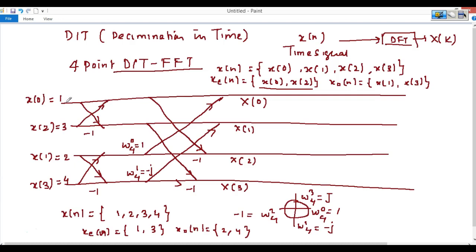We'll find these values. This 1 is coming from here. This one I have to add: 1 plus 3 is 4. This one's 1 minus 3 is -2... this I have to multiply: 3 into -1 is -3, and 1 plus -3 is -2.